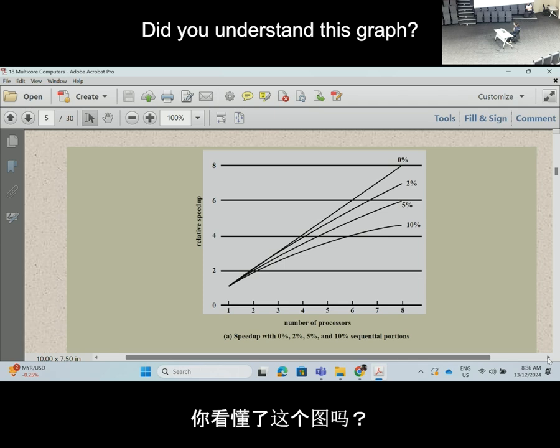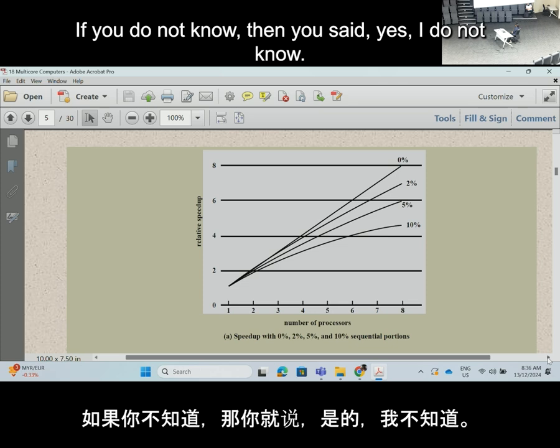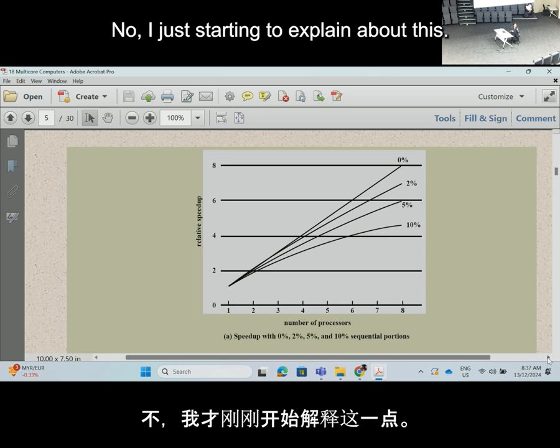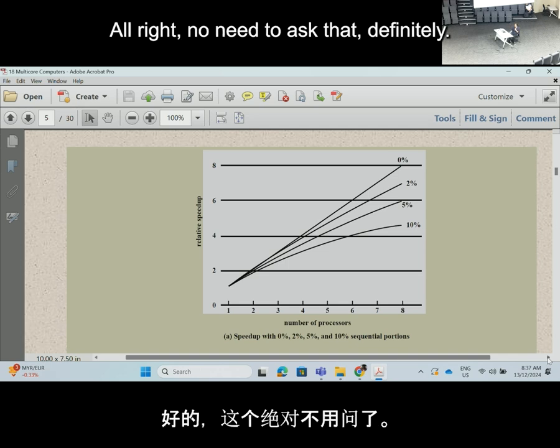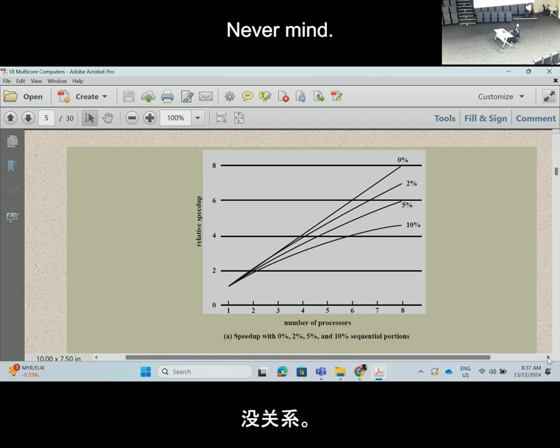Did you understand this graph? If you do not know, then say, yes, I do not know. Easy, right? Did you understand about this illustration? We have axes. No, I am just starting to explain this. Did you understand about this? No. Okay. You don't know. All right, no need to ask that, definitely. So you mean you are not going to do revision for this chapter? Never mind.